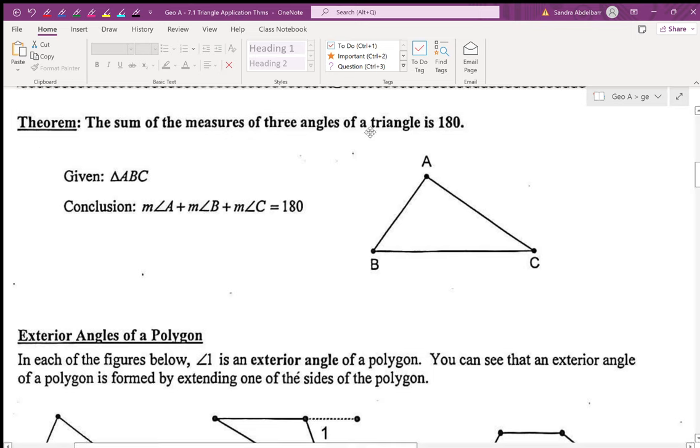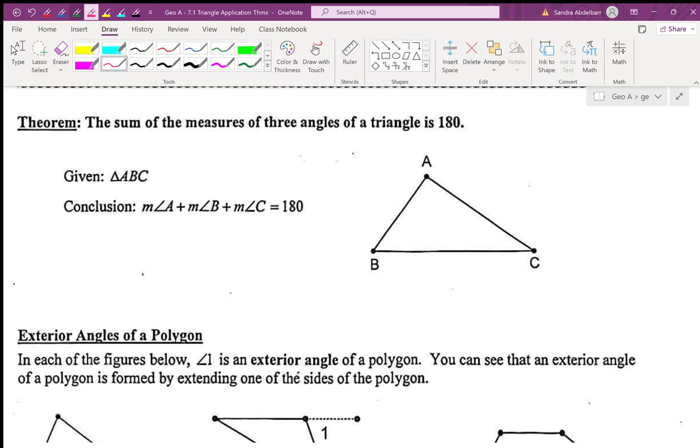Alrighty, so today we're going to be going over a theorem that we actually have been using probably since middle school. The sum of the measures of three angles of a triangle is 180. What does that mean? If you add all three interior angles of a triangle, the sum of the three angles is always 180. We actually now have enough knowledge to prove this theorem. You don't have to write anything down. You can just sort of follow along while I show you.